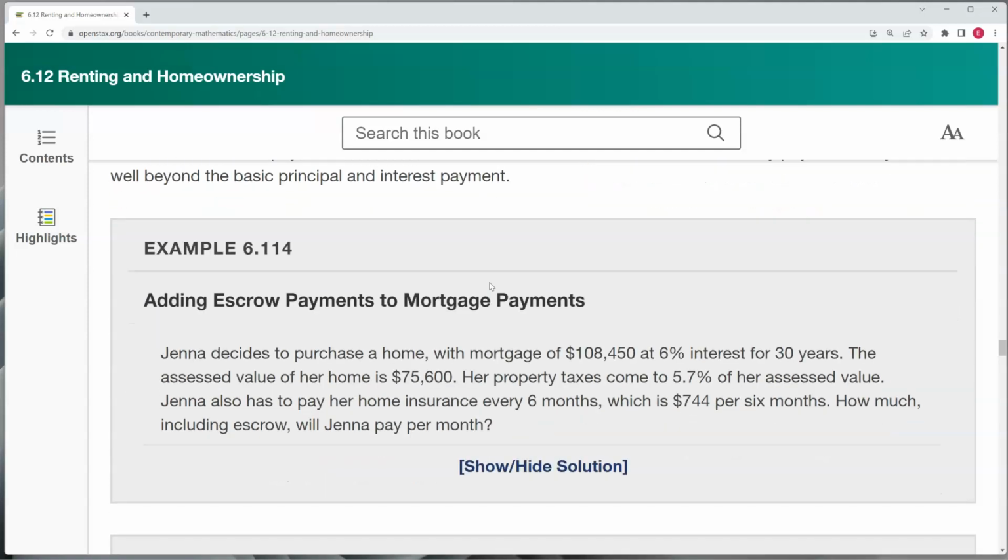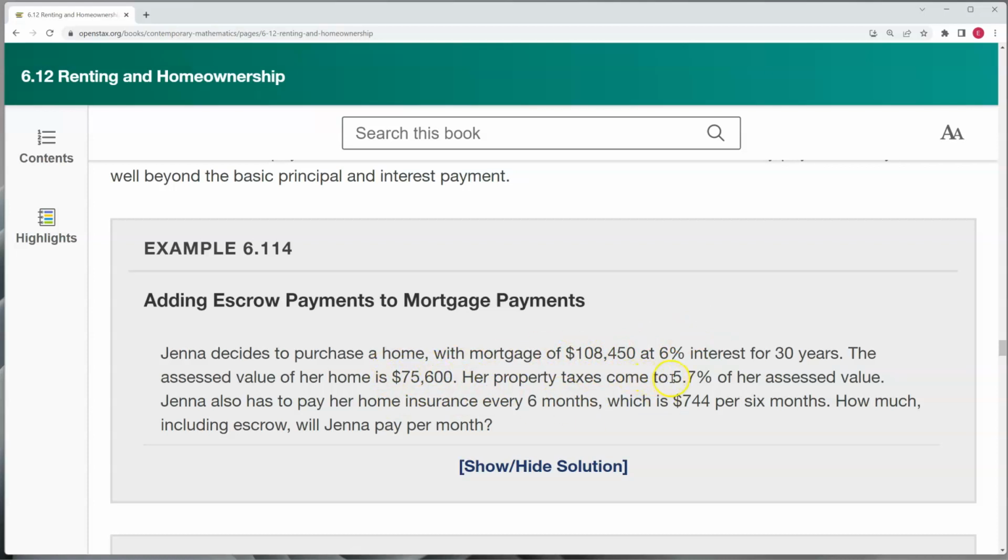Let's actually look at an example of how escrow is paid out. In this example, Jenna decides to purchase a house with a mortgage of $108,450, at 6% interest for 30 years. The assessed value of the home is $75,600. So she paid more than the assessed value, which most of the time you do, unless you're paying tax value.